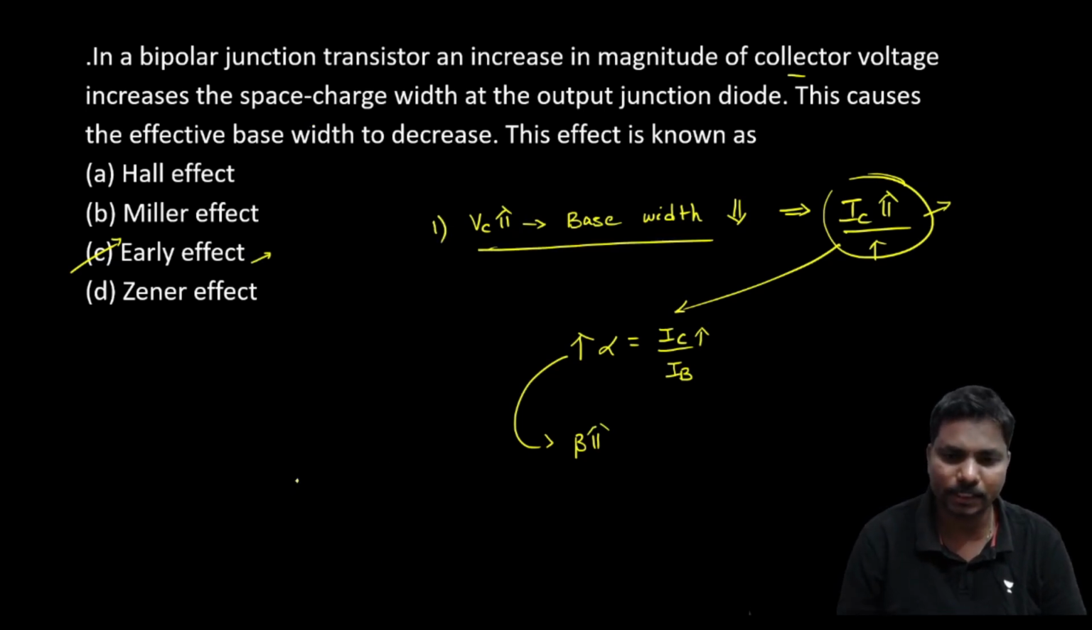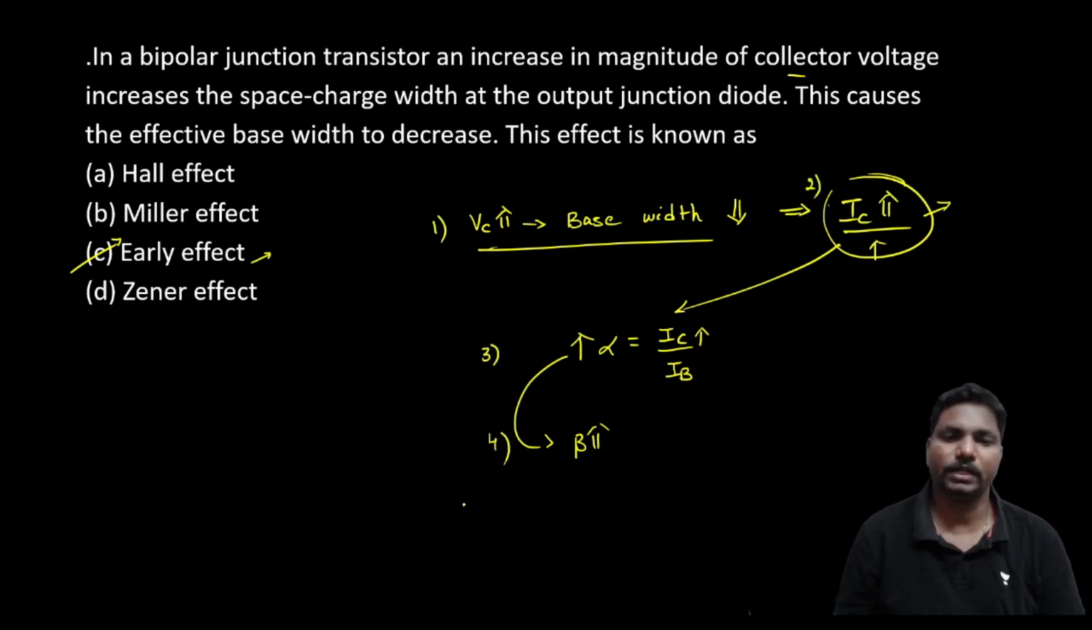So due to this early effect, the base width decreases. That is the first point. Collector current increases. That is the second point. Alpha increases, beta also increases. Okay, these are the effects in case of the early effect.